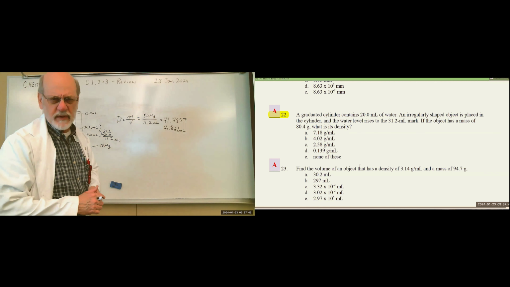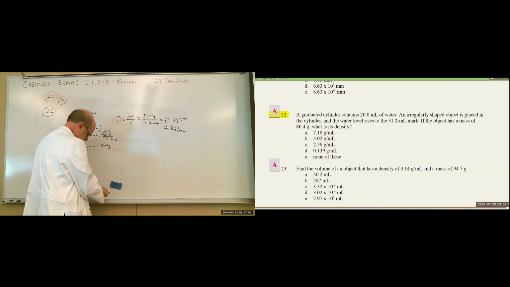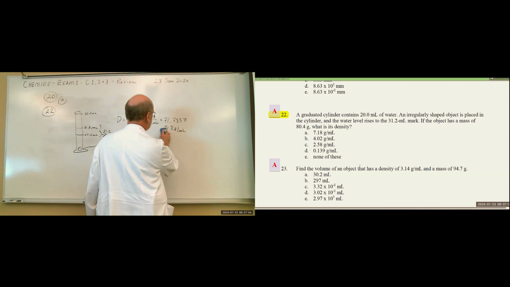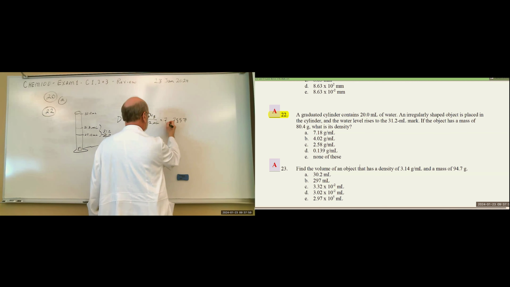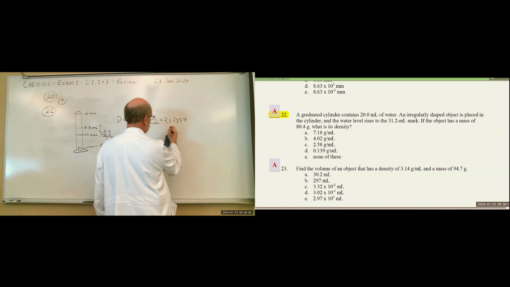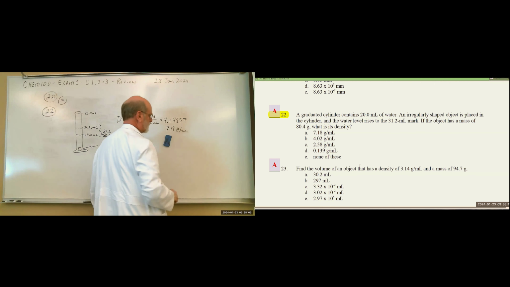All right, 71.8 would be, oops, I made a mistake. Yep, sure did. Not 71.8, it's 7.17857. So we're going to have 3. That means this is 7.183. There we go.